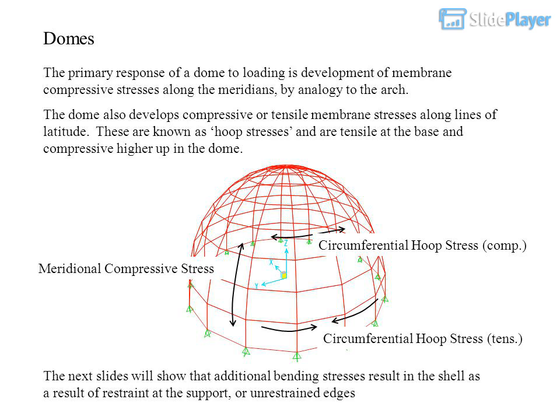Circumferential hoop stress, compressive. Meridional compressive stress. Circumferential hoop stress, tensile. The next slides will show that additional bending stresses result in the shell as a result of restraint at the support, or unrestrained edges.